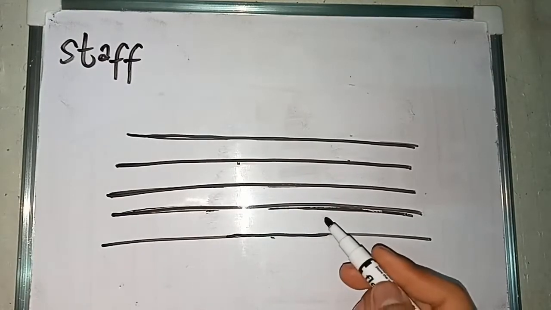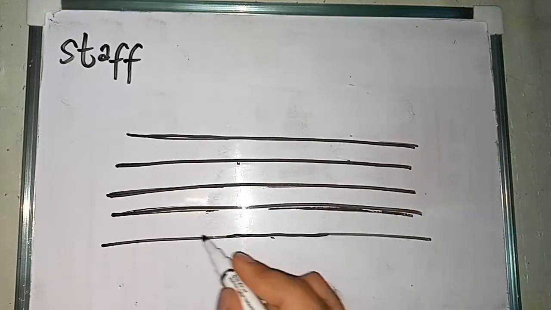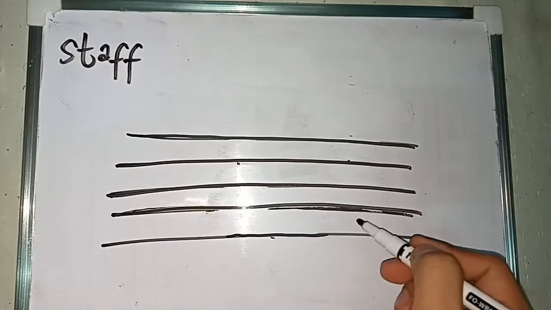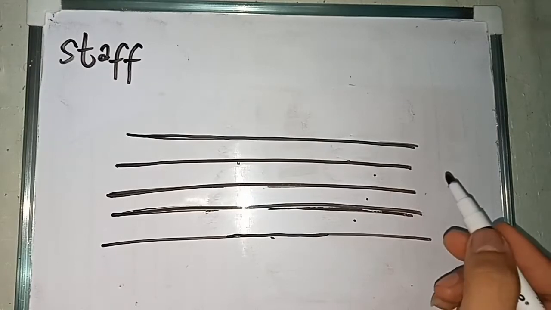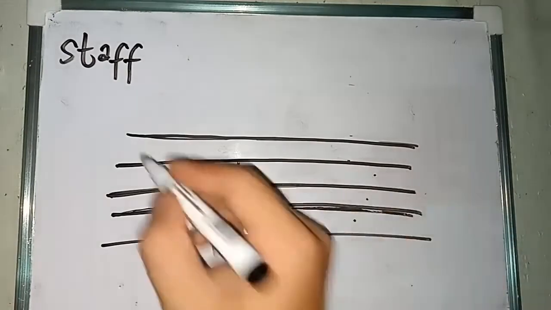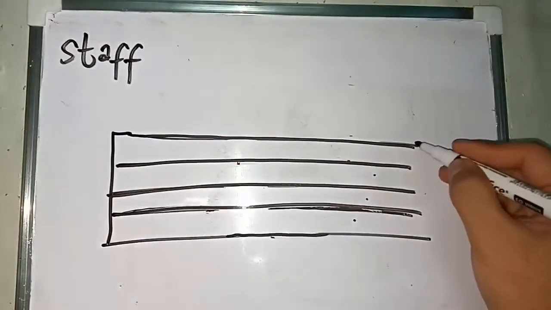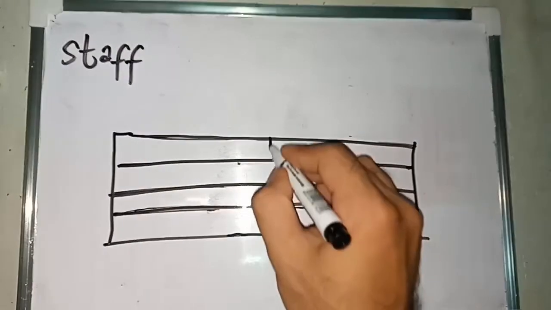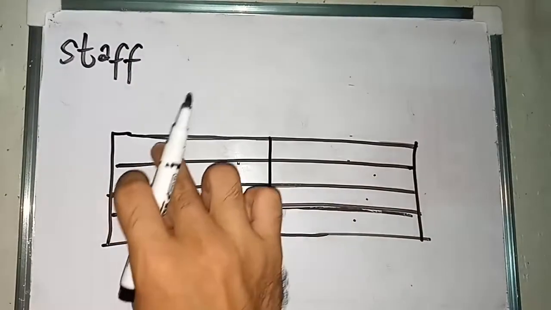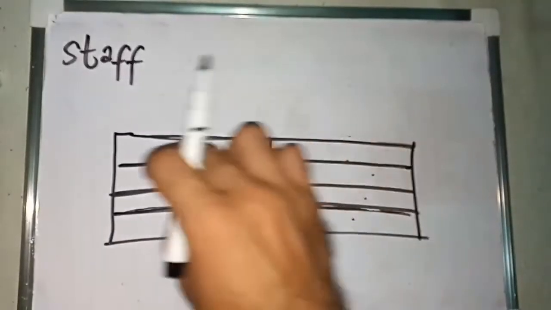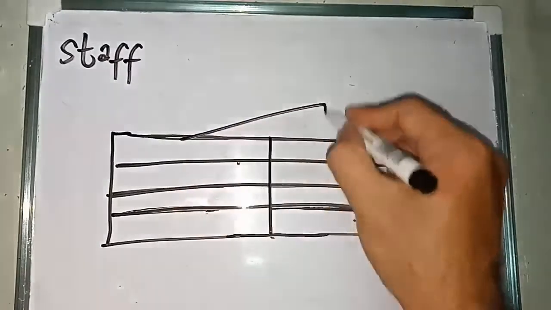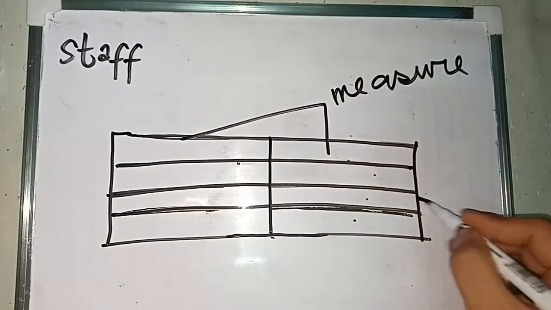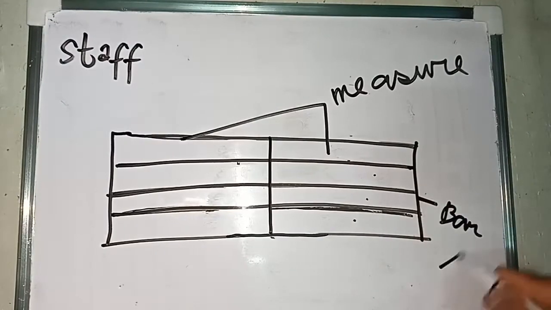A staff consists of five parallel lines. So we have here 1, 2, 3, 4, 5 lines, and 4 spaces, 1, 2, 3, 4. It is enclosed by bar lines at the sides. We call these bar lines. And if we divide this into two, we have measures. We call these two spaces here measures, and this line we call a bar line.